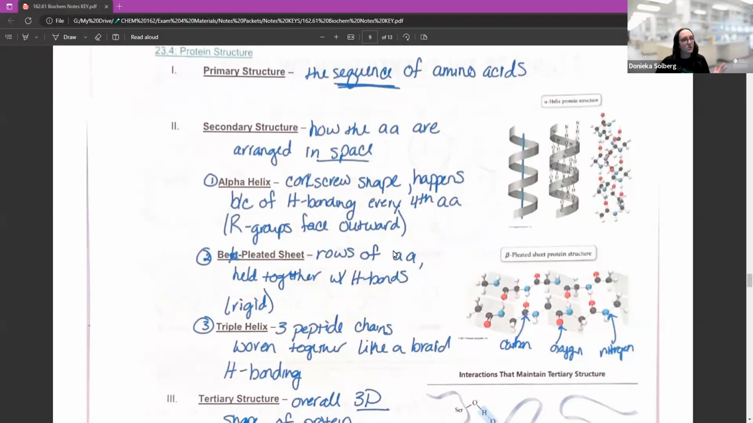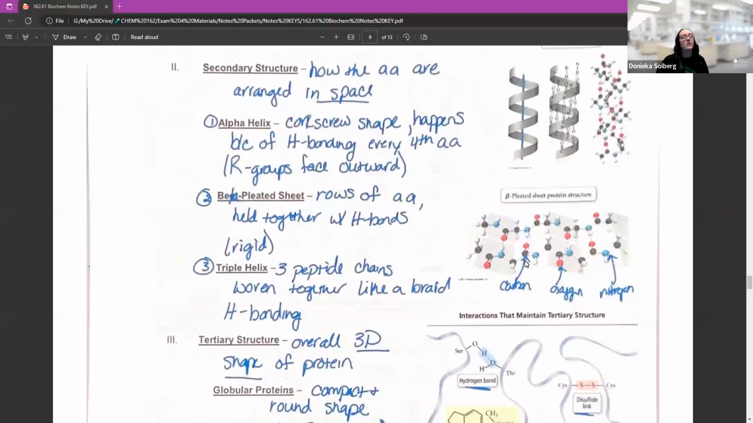Okay, hydrogen bonds do a lot of stuff. So they kind of start packing together, and that's when we get a beta-pleated sheet. This is a very rigid structure. There's also triple helices. I don't have a picture of that over here. Not as common, but it's when you have 3 peptide chains kind of woven together like a braid, and you get hydrogen bonds. So these are 3 types of secondary structures.